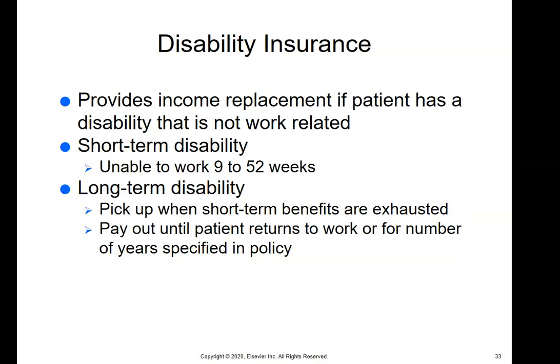Disability insurance provides income replacement if a patient has a disability that is not work-related. Short-term disability means that the patient is unable to work for 9 to 52 weeks. Long-term disability picks up when short-term benefits are exhausted. They pay out until the patient returns to work or for a number of years specified in the policy. There may be a waiting period before benefits can be paid. Sick time can be used for the waiting period days. The medical office may be involved in the examination of the patient to determine the level of disability and when the disability ends.